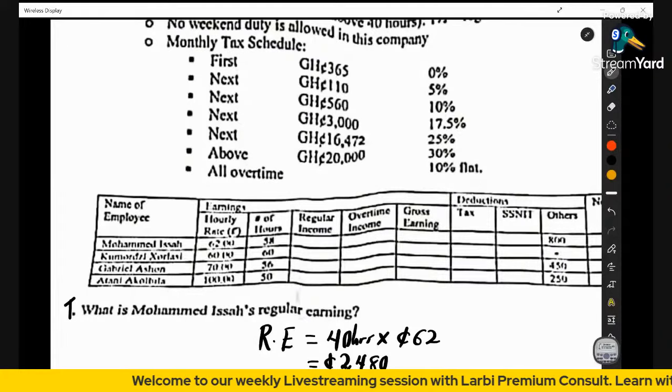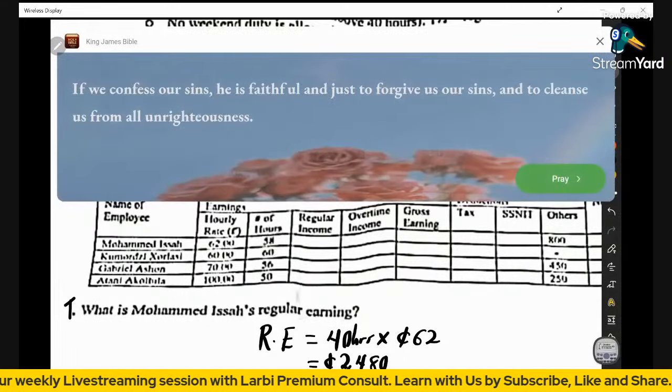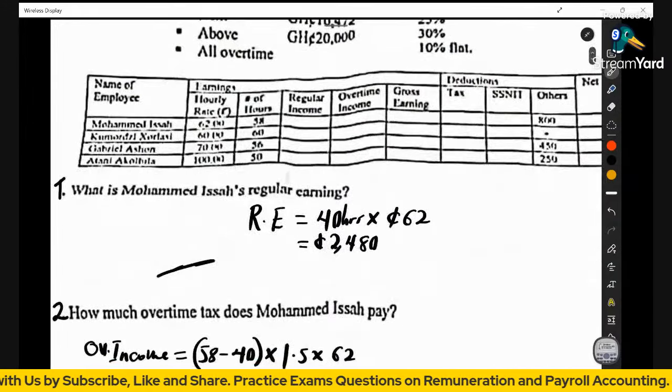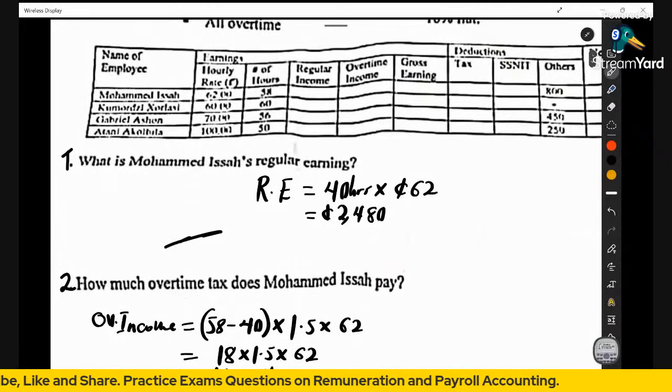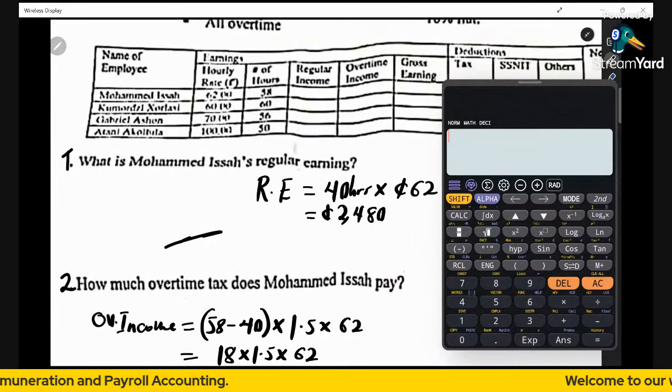So we want to know the total regular income that the employer will pay these employees. Okay, so this is what we're going to do. We have already computed the regular income for Mohammed Isa, and that is 2,480. So I'll bring in my calculator. We'll just be adding them.